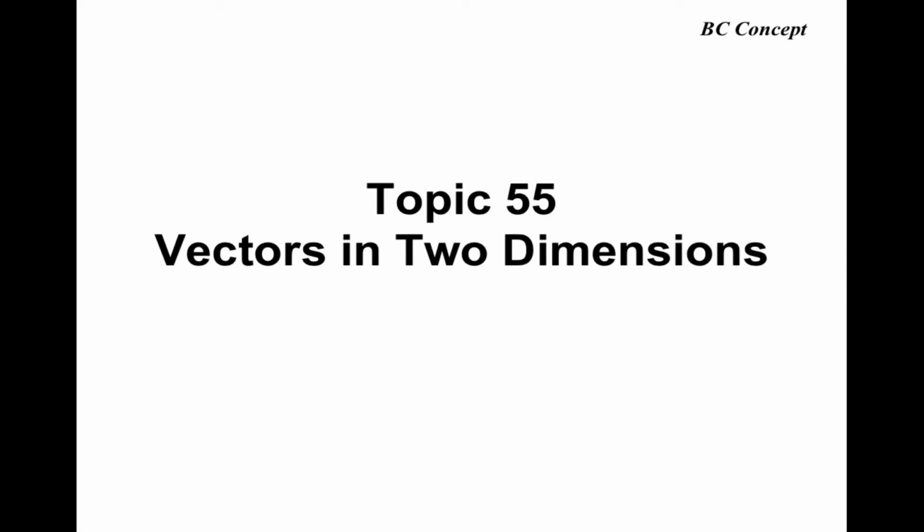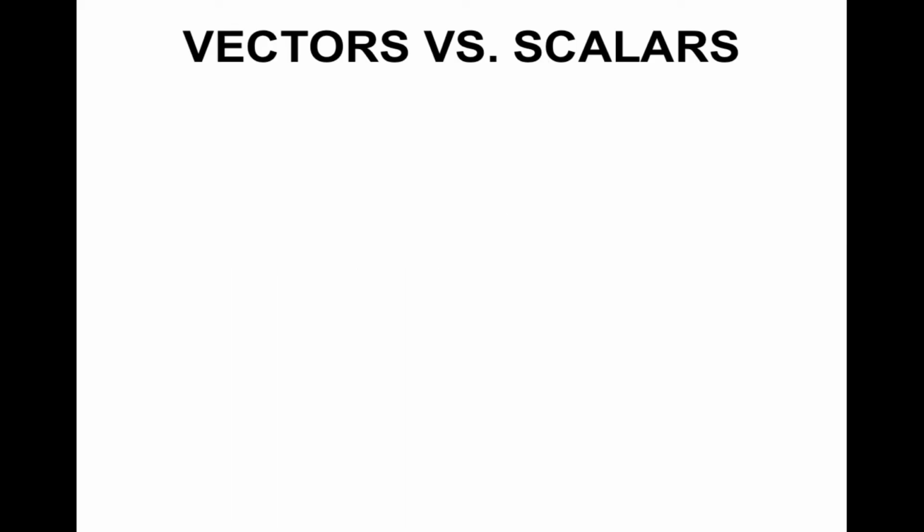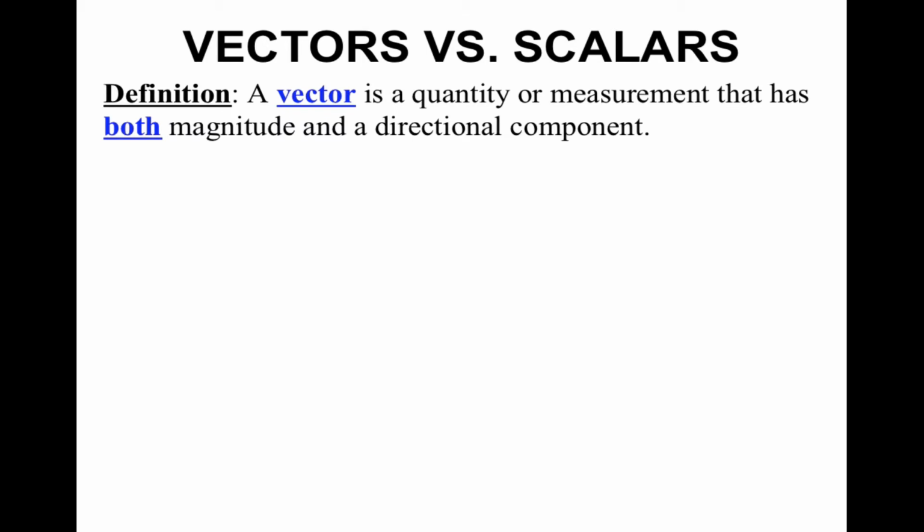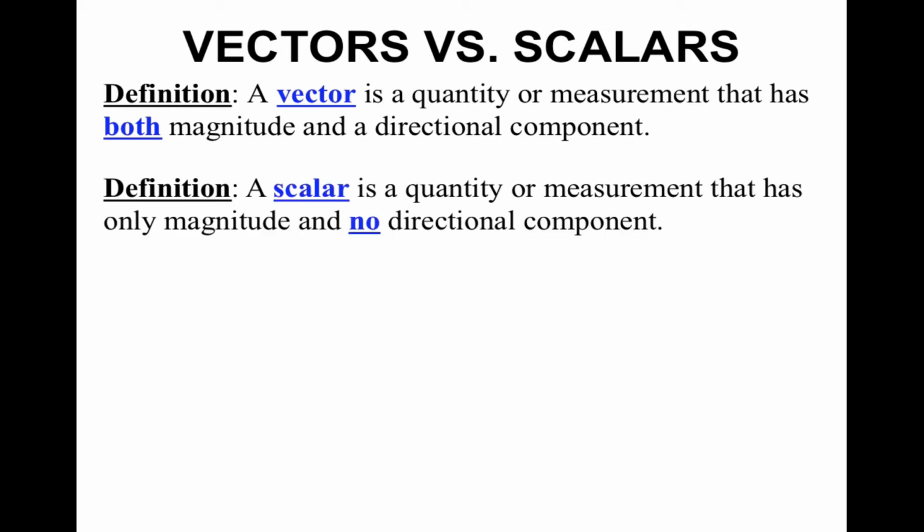Calculus class. Today we are going to look at topic 55, vectors in two dimensions. So let's first look at vectors versus scalars. A vector is a quantity or measurement that has both magnitude and a directional component, whereas a scalar is a quantity or measurement that has only magnitude and no directional component.